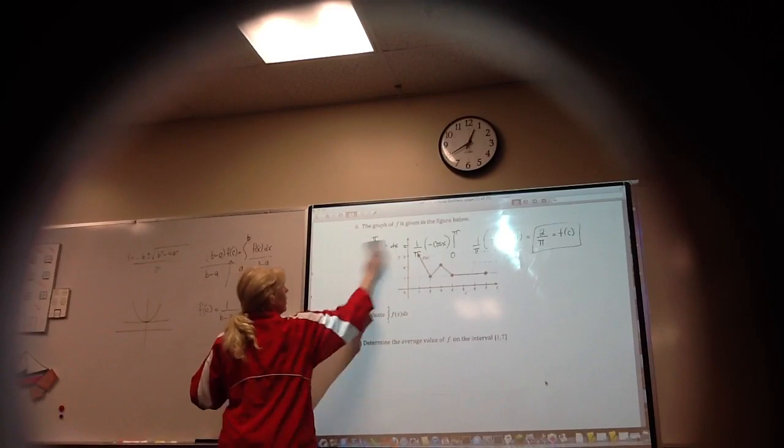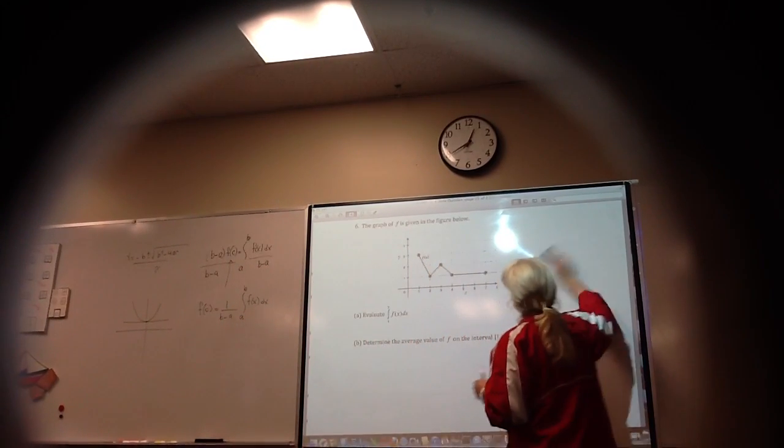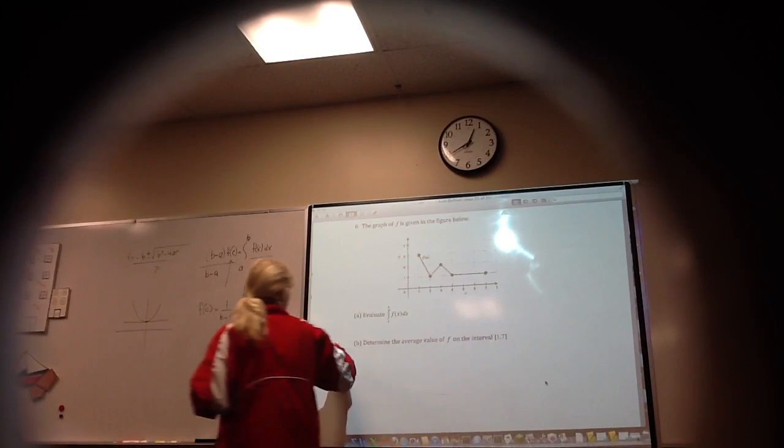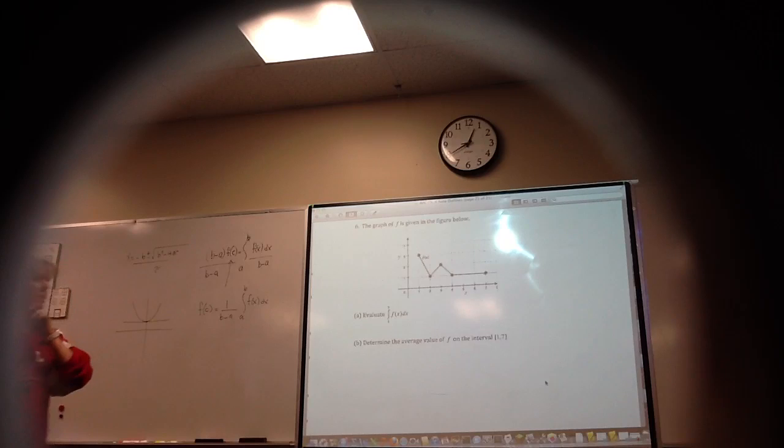Alright, so the graph is given below, obviously not the function, but the graph of f is given in the figure. I want you to go ahead and evaluate the definite integral from 1 to 7 of f of x dx. Obviously you don't have a function to plug into, so what sort of approach should you take here?